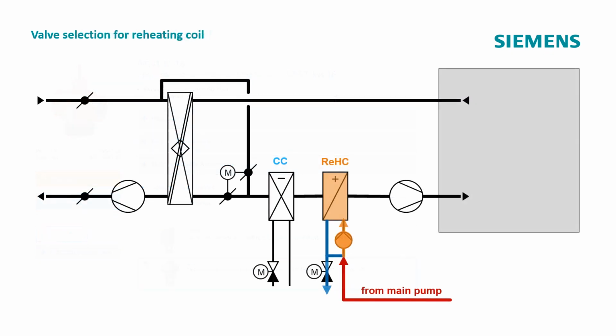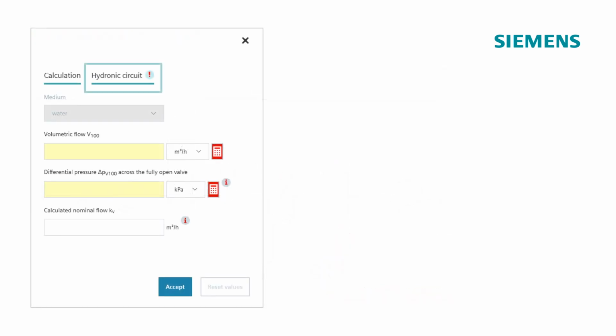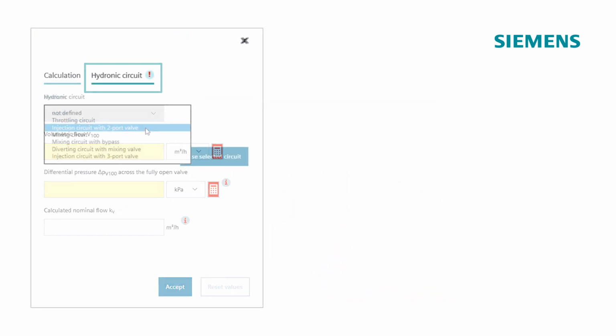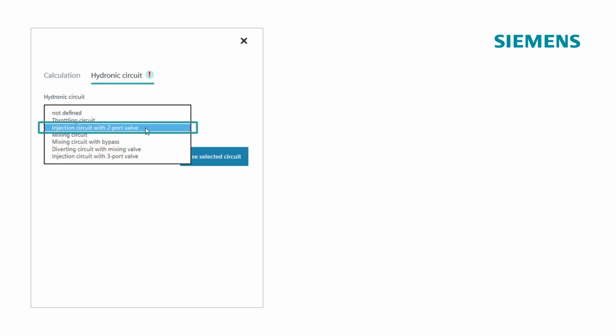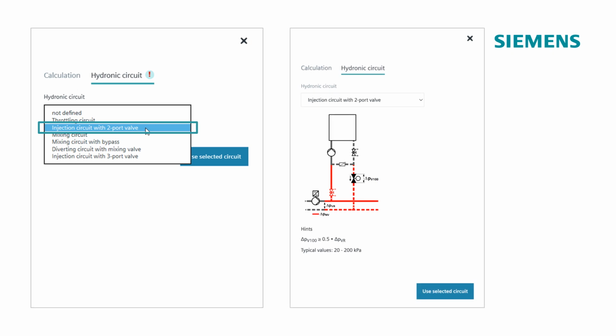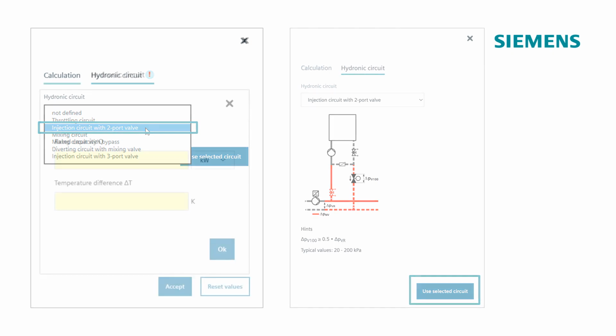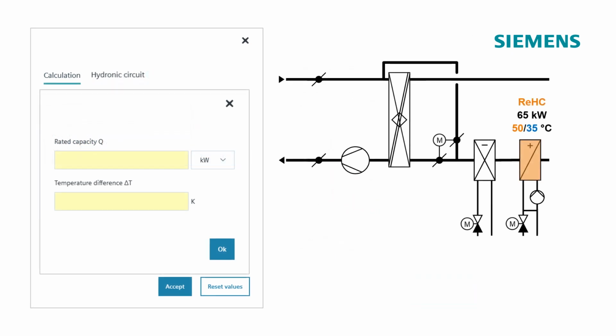For the reheating coil the approach is identical to the cooling coil. First, select the type of hydronic circuit. Select injection circuit with 2-port valve for the reheating coil. Click on Use selected circuit. Here once again the plant schematic with the data for the reheating coil.